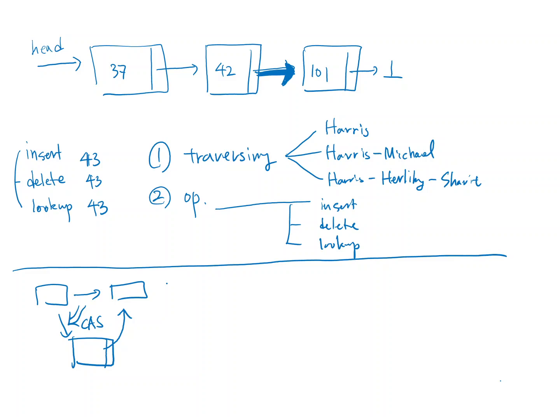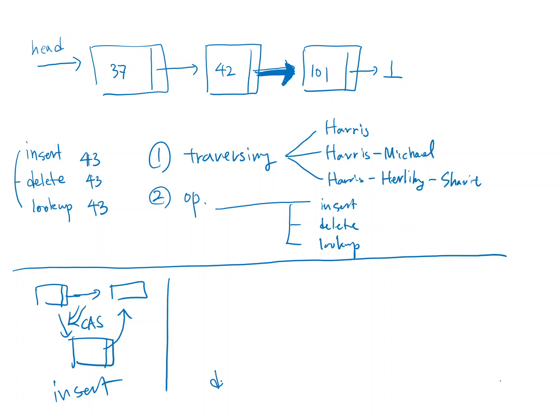And only one thread can succeed in CASing the same next pointer. So that's the reason why, even though multiple threads are trying to insert at the same position, only one will succeed. And it is basically coordinating the multiple threads' concurrent accesses. So this was insertion.